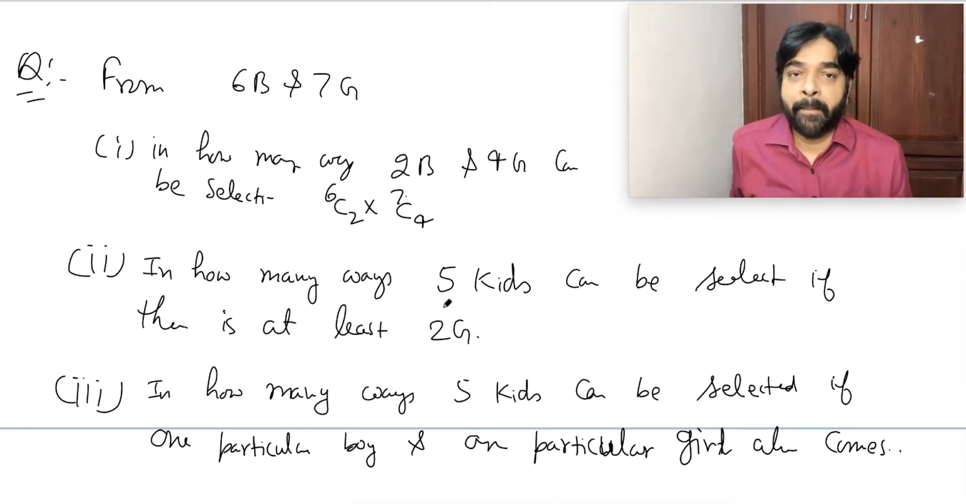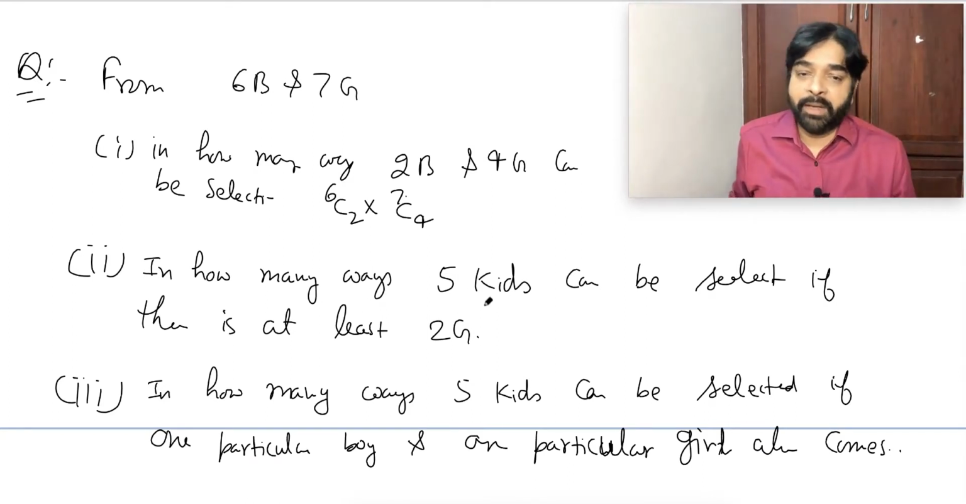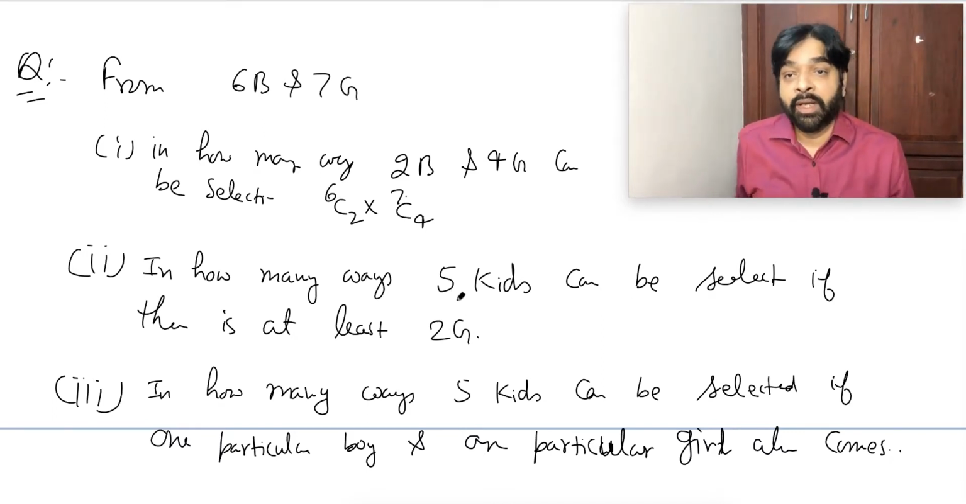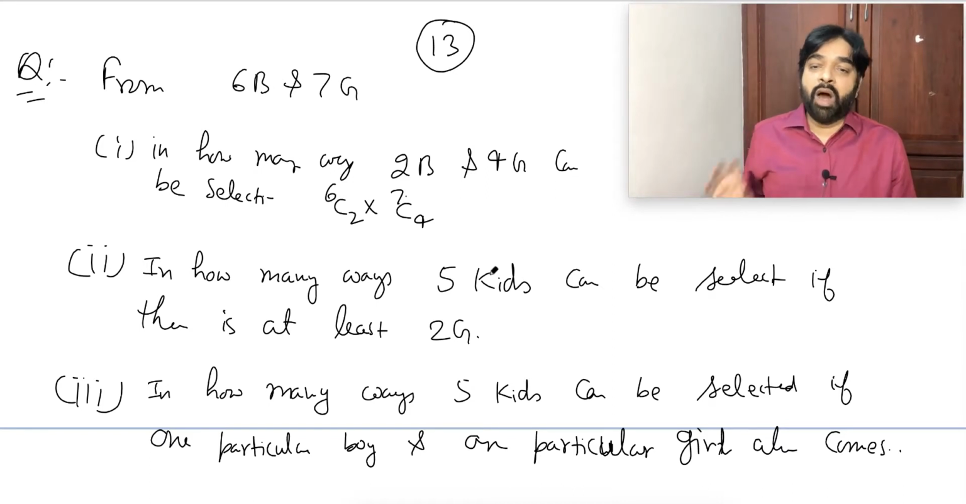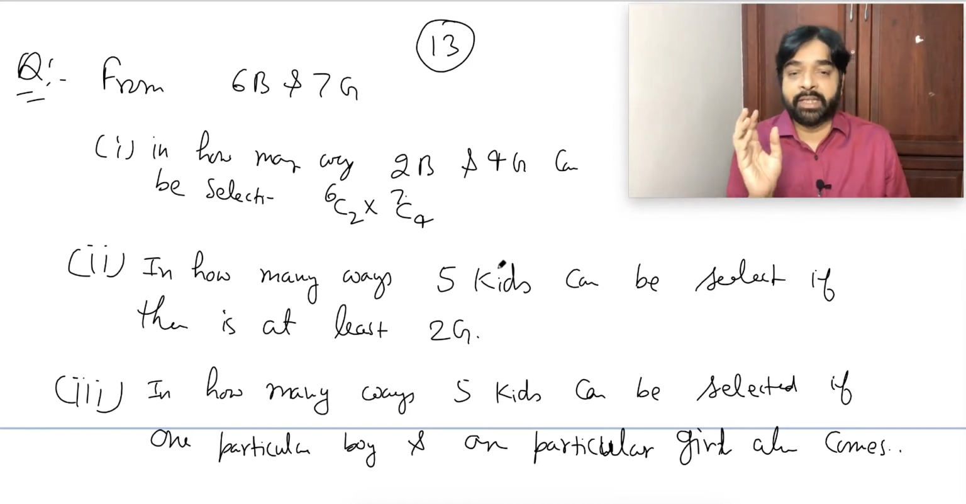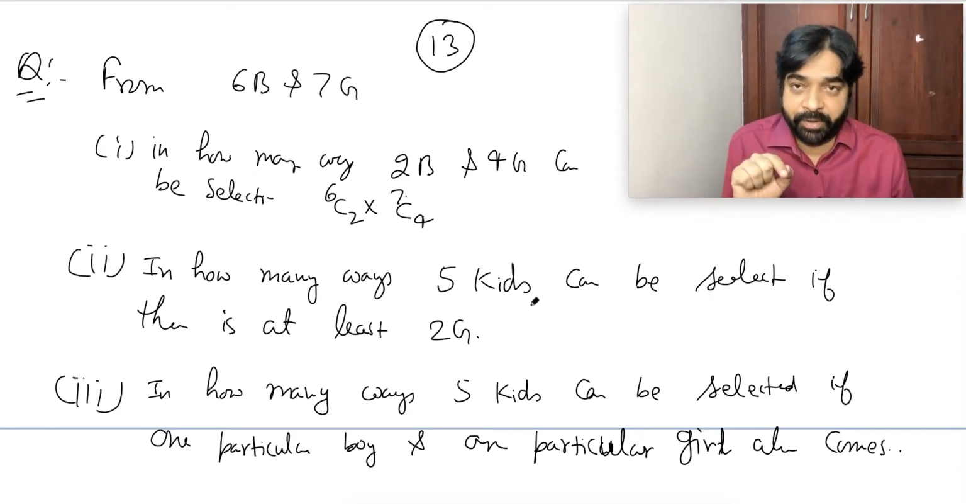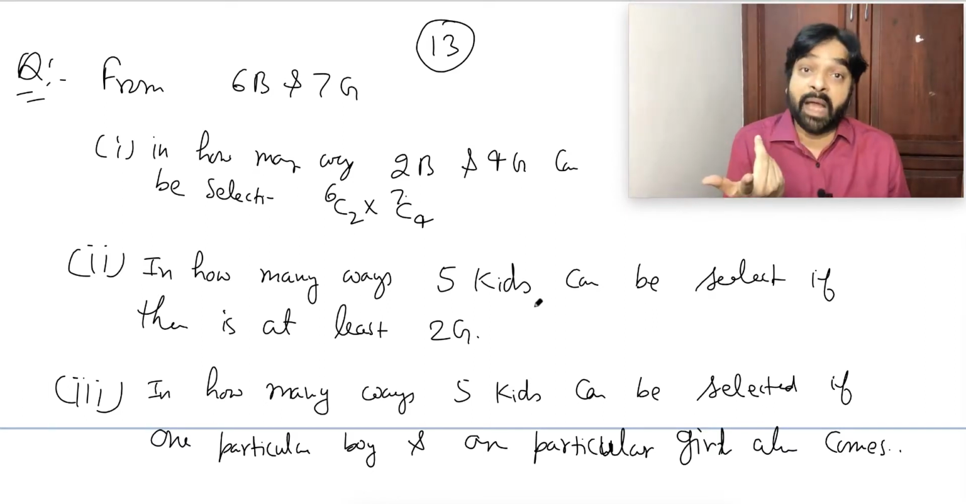Is it clear? Second bit. In how many ways can 5 kids be selected if there are at least 2 girls? See, how many kids are there in total? Boys and girls, I am assuming kids only. 6 plus 7, 13 kids are there. I want 5 kids. If I say 13C5, that means anything can happen.